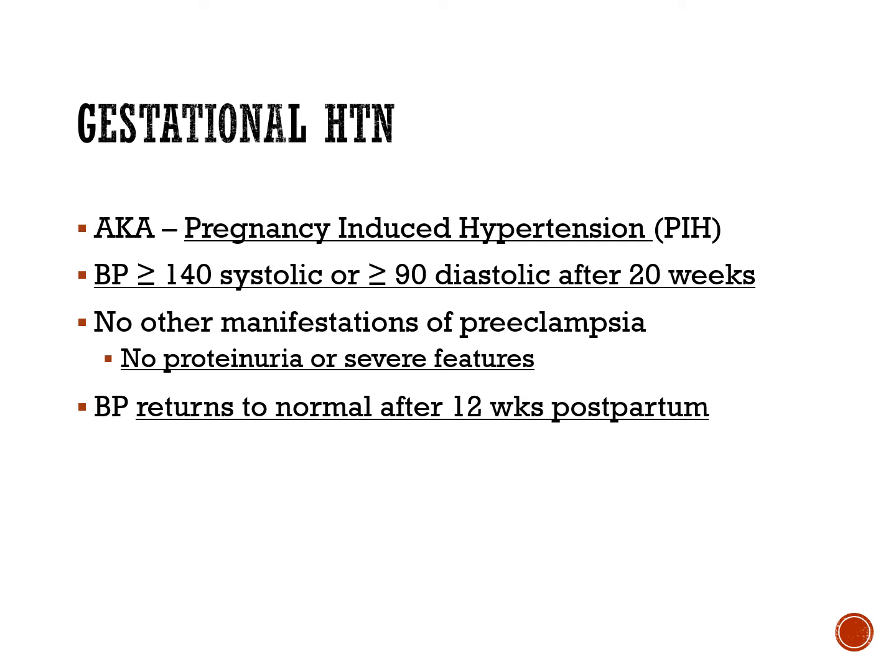Gestational hypertension, also known as pregnancy-induced hypertension or PIH. This is where the BP is greater than or equal to 140 systolic or greater than or equal to 90 diastolic after 20 weeks. No other manifestations of preeclampsia, so there's no proteinuria, no other severe symptoms. That BP returns to normal after 12 weeks postpartum.